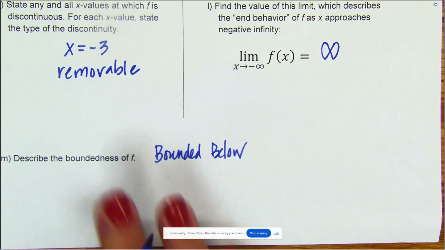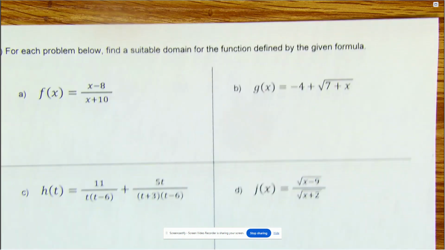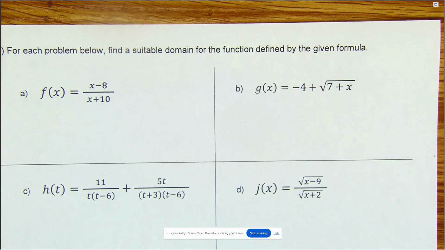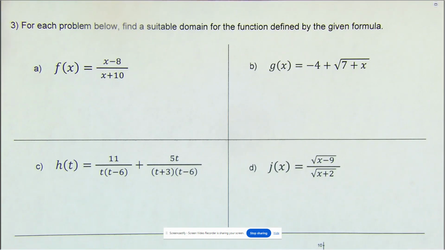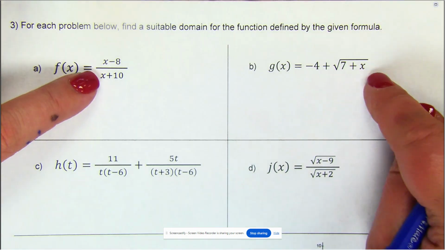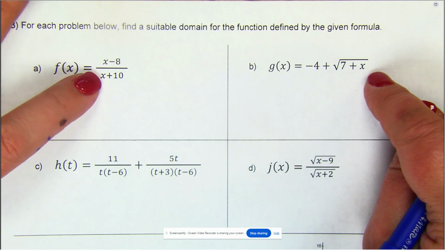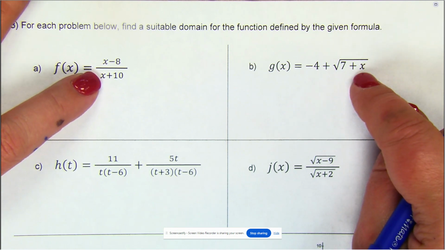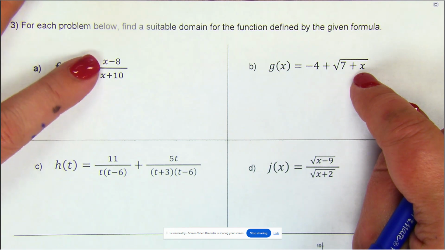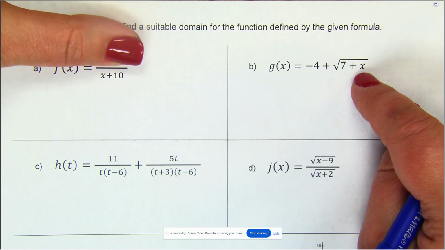All right, next page. For each problem, find a suitable domain for the function defined by the given formula. So when it comes to functions, things that cause problems with the domains are denominators and square roots. Because a denominator, we can never allow to be 0, and square roots always have to stay positive. So the numerators, there's no problem if there's no square root in it. So we don't even look at that. We just can never let a denominator be 0.